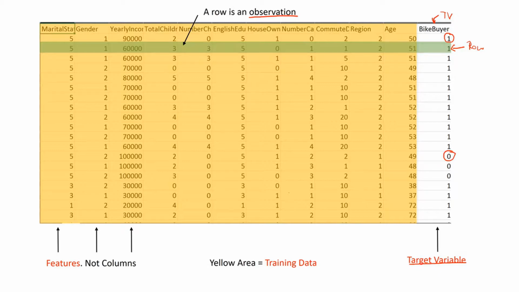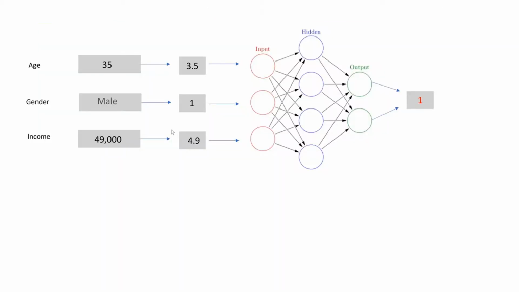All that data in the yellow is called training data. Over here, these columns are called features. Now, not all of them together, each one. So the marital status itself is a feature, gender is a feature. All right, you get the idea.